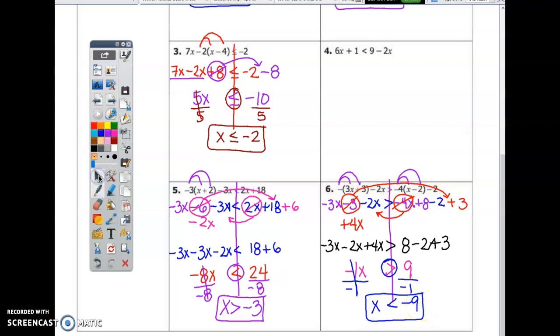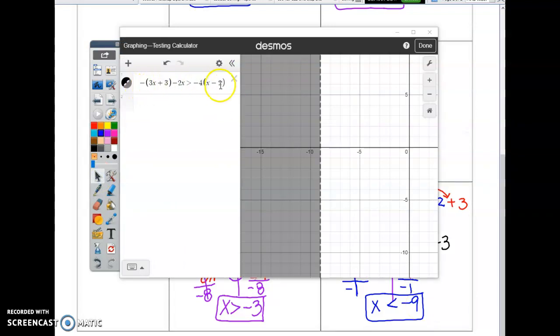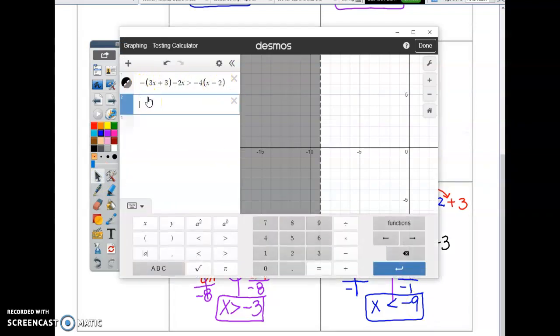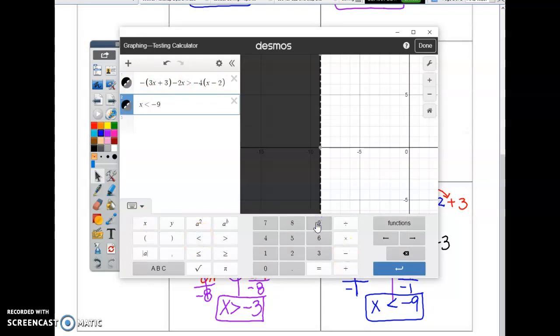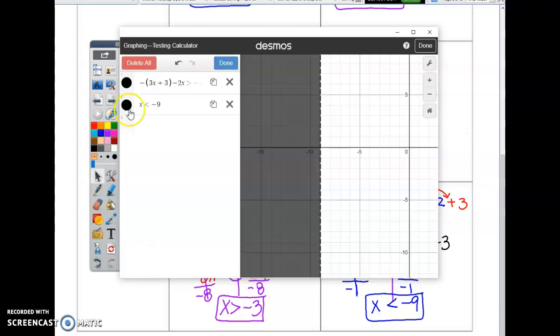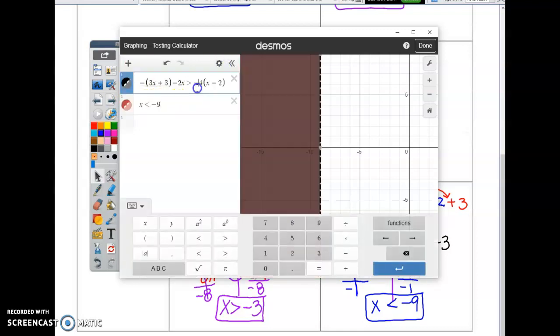Let's check that it's correct, and then we're going to go do our quizzes. Okay, so this was my question. My answer was x less than -9. Let me change the color. You can change the color by going to settings, color, change it to red or whatever color you want. Done. So if I go back and forth, they are the same. That means that is my answer.